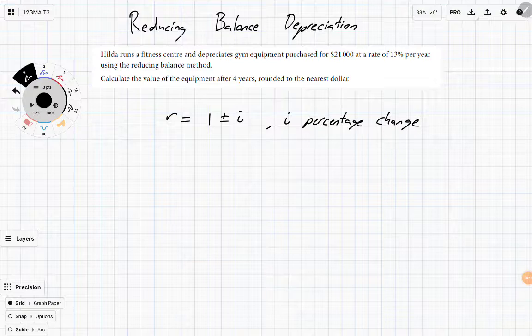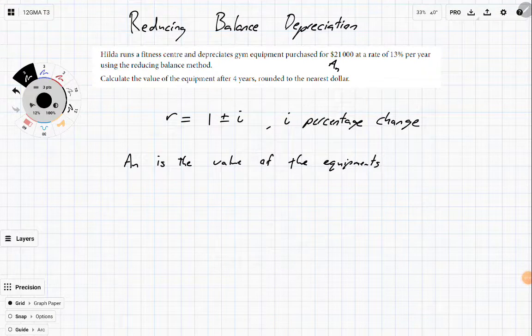So Hilda runs a fitness center and depreciates gym equipment purchased for $21,000 at a rate of 13% per year using the reducing balance method. Second point is that almost always depreciation is done with a T0. And in fact, we tend to use A to mean the value. So we're going to be talking about A of N, which is the value of the equipment after N years. So we're going to be using an AN instead.